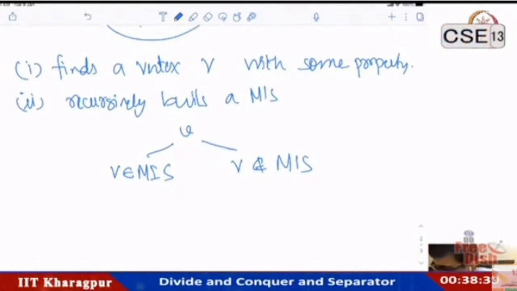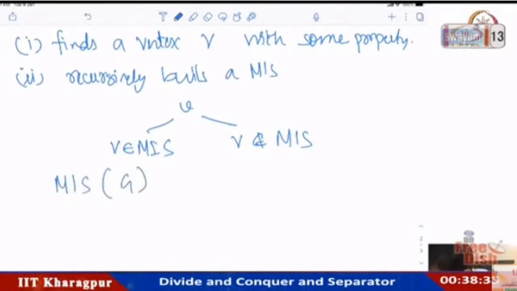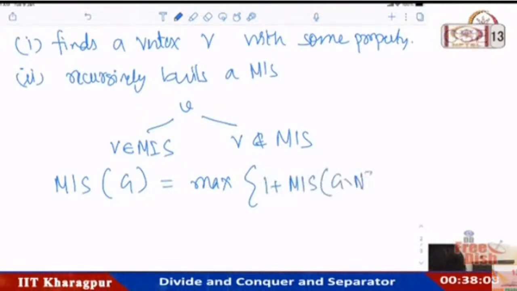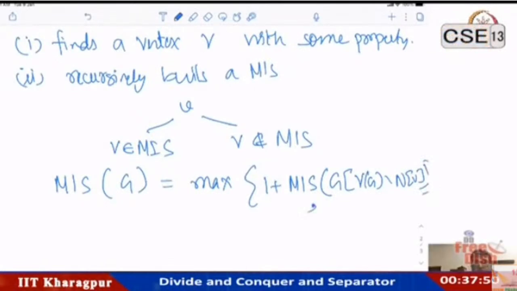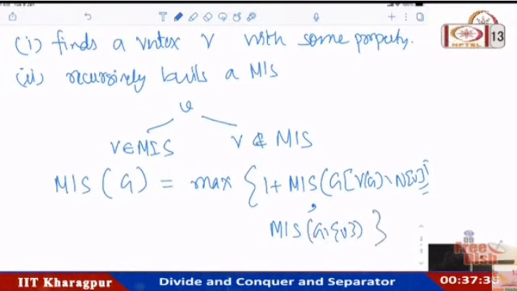Well, if I have to write a small recurrence, it is: maximum independent set of G is equal to the max of two cases. The maximum independent set we are looking for either contains V or it doesn't. If it contains V, then the maximum independent set cannot contain any of its neighbors. So the problem reduces to finding 1 plus the maximum independent set of G minus the closed neighborhood of V. Or, if it does not contain V, then the maximum independent set of G is the same as the maximum independent set of G minus V. So this is it, right.